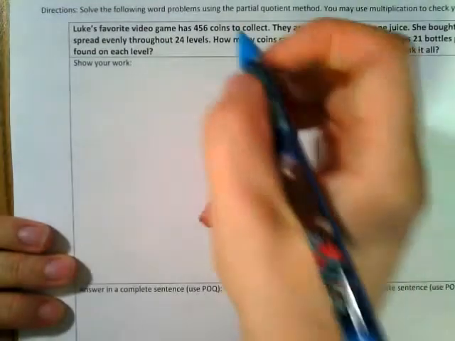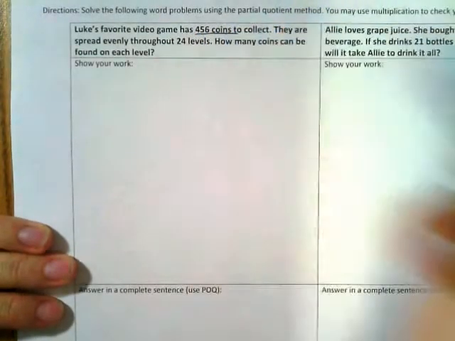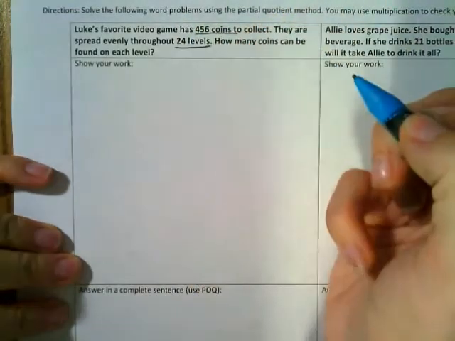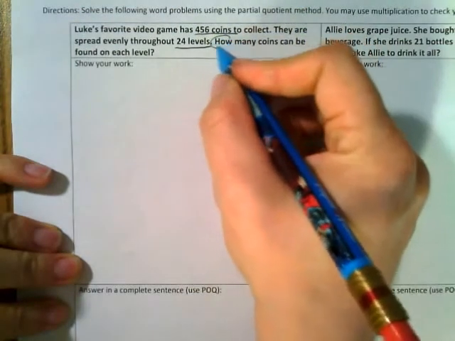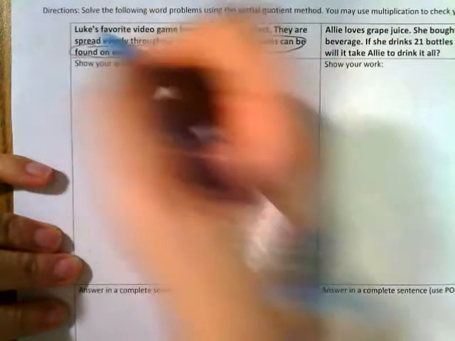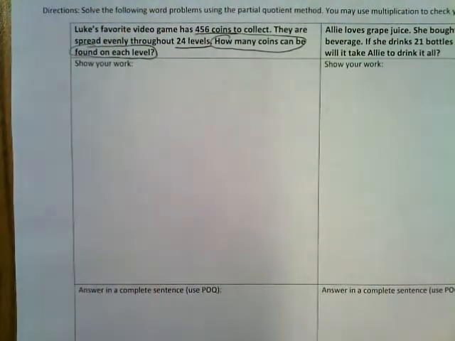Luke's favorite video game has 456 coins to collect. They are spread evenly throughout 24 levels. How many coins can be found on each level? I like to circle the question that I'm trying to answer. This helps me make sure I'm doing the right thing.